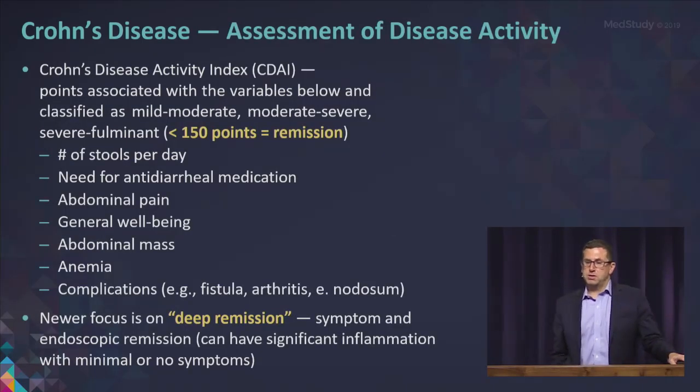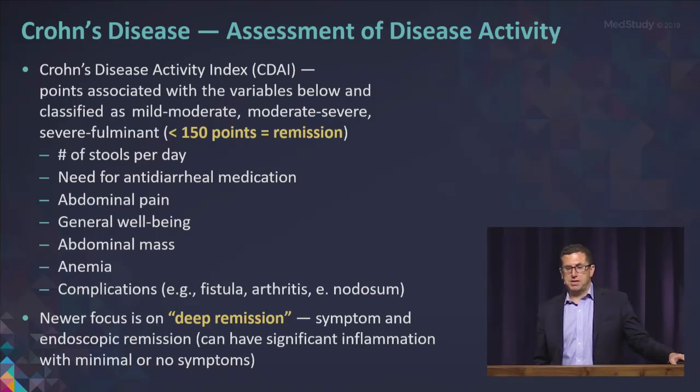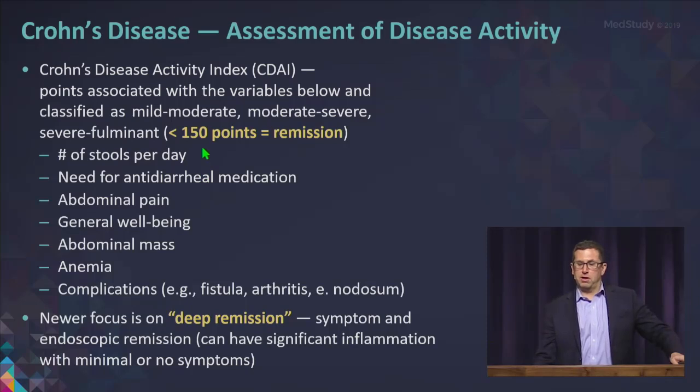There's something called the Crohn's Disease Assessment of Disease Activity, or the CDAI. This is just a standardized way that we could communicate between one another with regards to patient symptoms and severity, and thresholds of when to start medicine. I don't think it's really important to know all the details of this, except to know that there are a variety of factors that come into play to calculate it, including number of stools per day, abdominal pain, general well-being, complications, etc. Generally, if you're under 150, you're considered to be in remission.